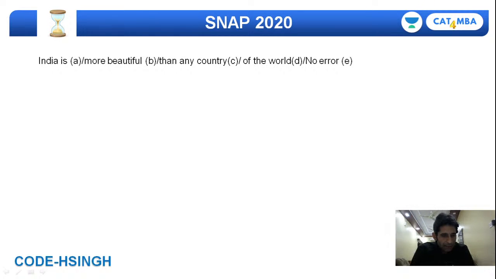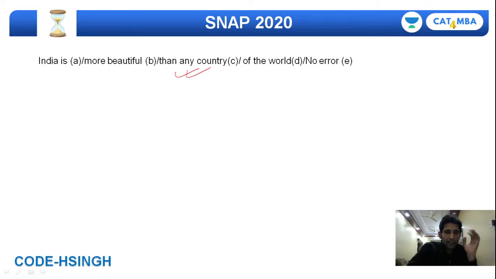Rashi says C option. Rajat says C option. Nachiket says D option. So I think two people have answered this question correctly, Rashi and Rajat. Rashi and Rajat's answer is correct. The answer is this, C option.